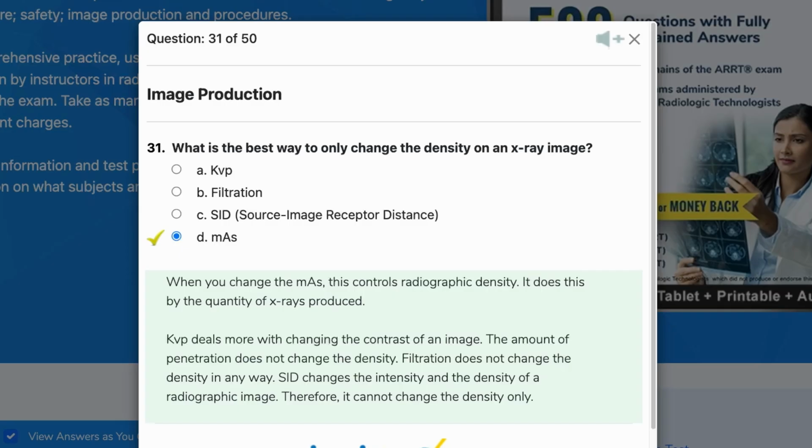KVP deals more with changing the contrast of an image. The amount of penetration does not change the density. Filtration does not change the density in any way. SID changes the intensity and the density of a radiographic image. Therefore, it cannot change the density only.